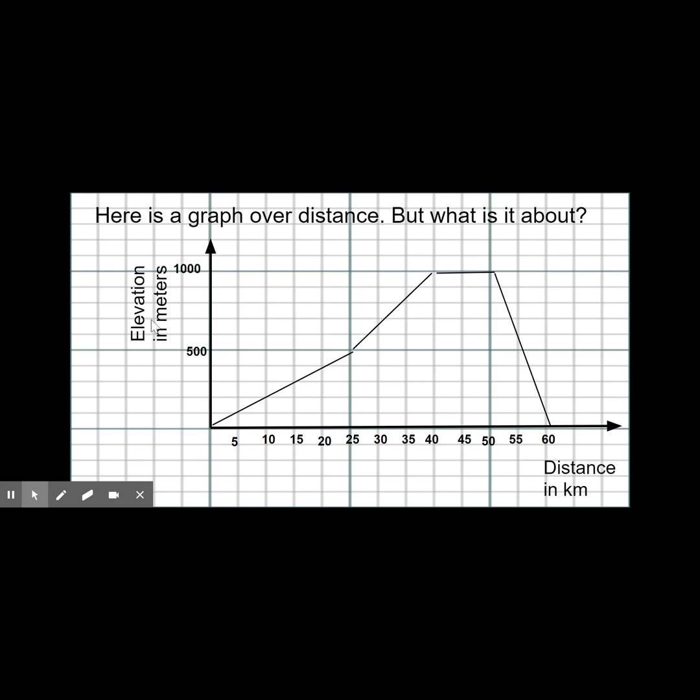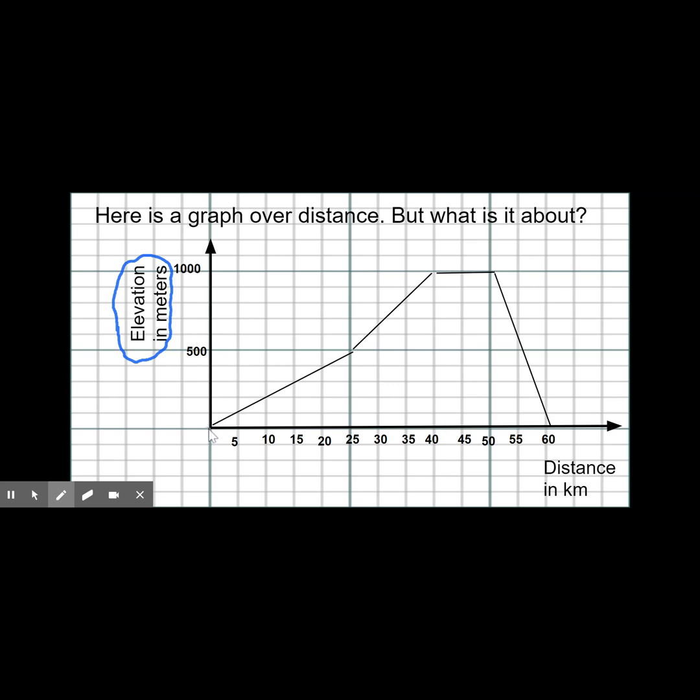So let's look at the first graph. This is a graph over distance, but what is this really about? In order to see what a graph is about, what we need to do is look at the y-axis. The y-axis here is about elevation. So this graph is really about hills.